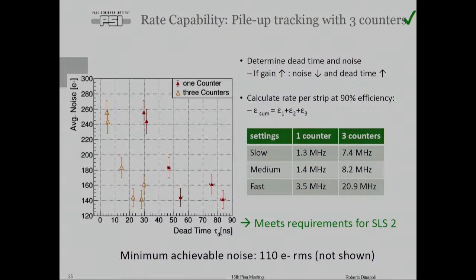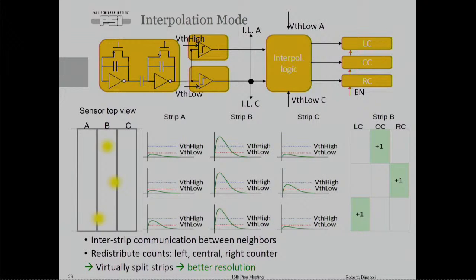So this works and meets the requirement for our future synchrotron, which is the SLS2. Another interesting mode of operation is the interpolation mode. So we want to do interpolation, but only in a digital way. The idea is that we want to make use of charge sharing to improve the resolution of the chip with respect to a single strip, to the pitch of a single strip.